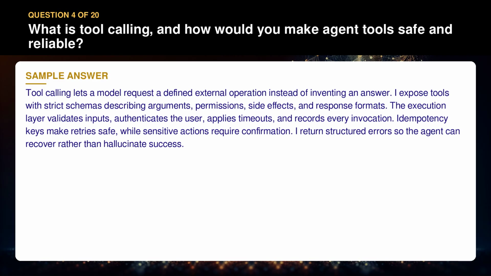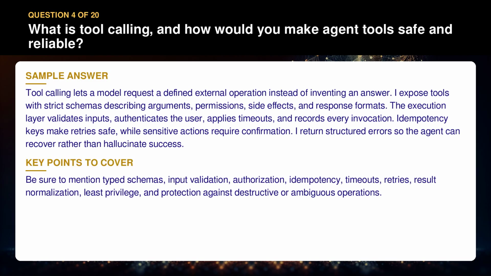Tool calling lets a model request a defined external operation instead of inventing an answer. I expose tools with strict schemas describing arguments, permissions, side effects, and response formats. The execution layer validates inputs, authenticates the user, applies timeouts, and records every invocation. Idempotency keys make retries safe, while sensitive actions require confirmation. I return structured errors so the agent can recover rather than hallucinate success.